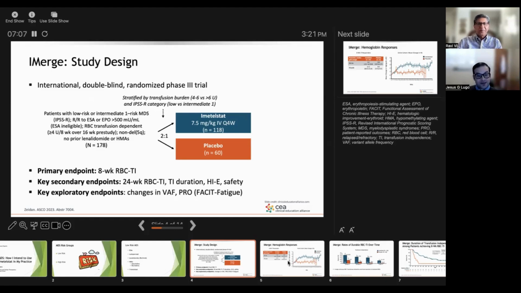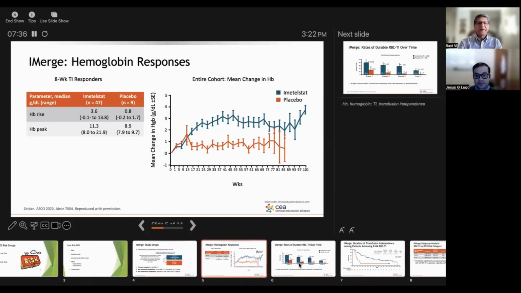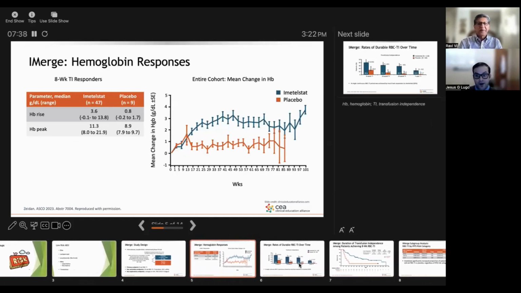And these patients were randomized 2-to-1 to Imetelstat or placebo. The primary endpoint was 8-week RBC transfusion independence, and secondary endpoints were transfusion independence duration, 24-week RBC transfusion independence, among others. So it is an IV drug given every 4 weeks. Correct. It is an IV drug, and it is given every 4 weeks for about 2 hours.